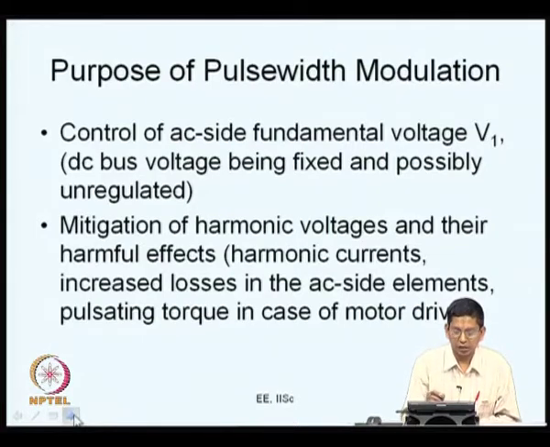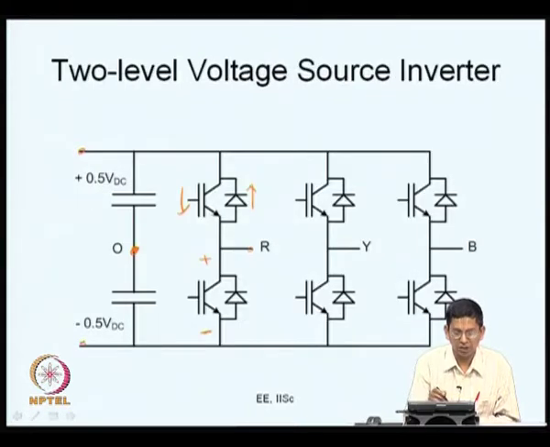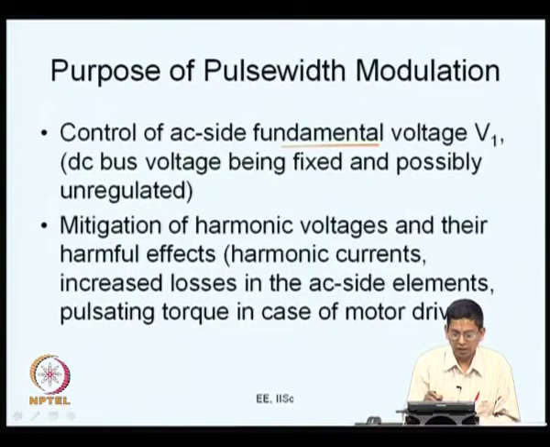As we have already said, the purpose is to control the fundamental voltage. What we want to do is switch the devices within the inverter in such a fashion that, for the given DC bus voltage, we get the desired fundamental voltage on the AC side. Not just that, if possible and to the extent possible, we want to reduce the harmonic voltages and their harmful effects. This is what we want to do.